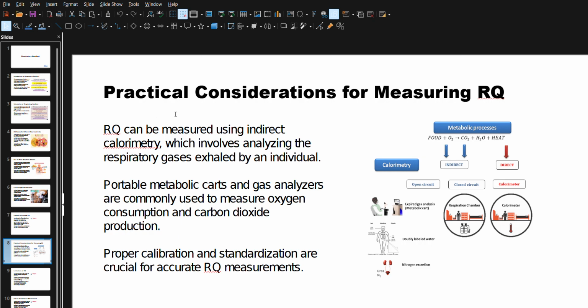Now, practical considerations for measuring respiratory quotient. Practically, respiratory quotient can be measured using indirect calorimetry, which involves analyzing respiratory gases exhaled by an individual. Also commonly used are portable metabolic carts and gas analyzers to measure oxygen consumption and carbon dioxide production.